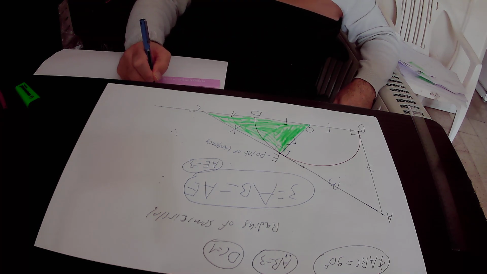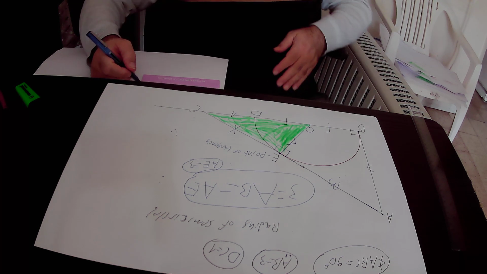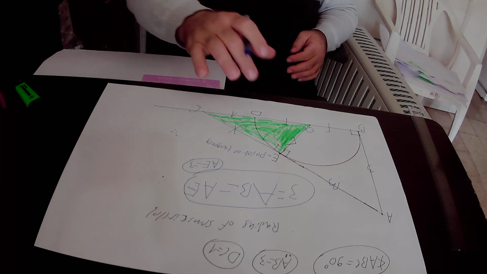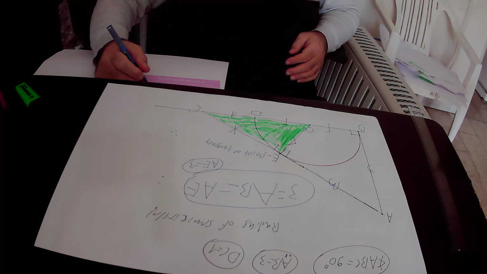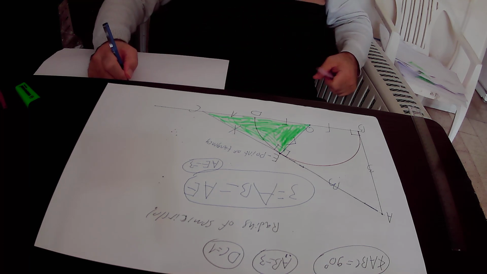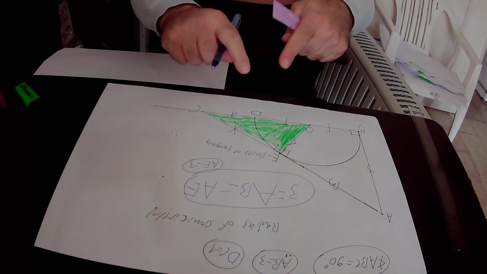And according to the Pythagoras theorem, the square of the hypotenuse equals the sum of the squares of the perpendiculars. That is to say, it equals OE square plus EC square.